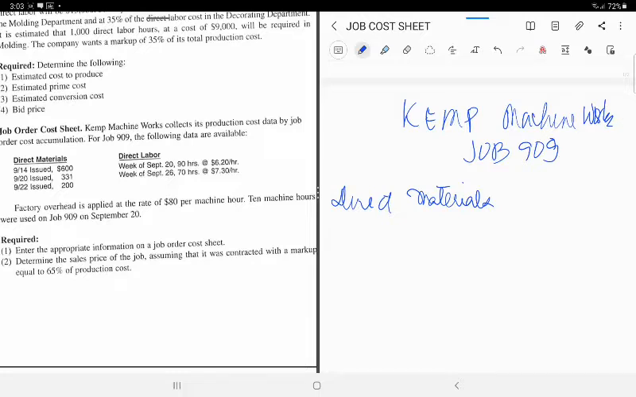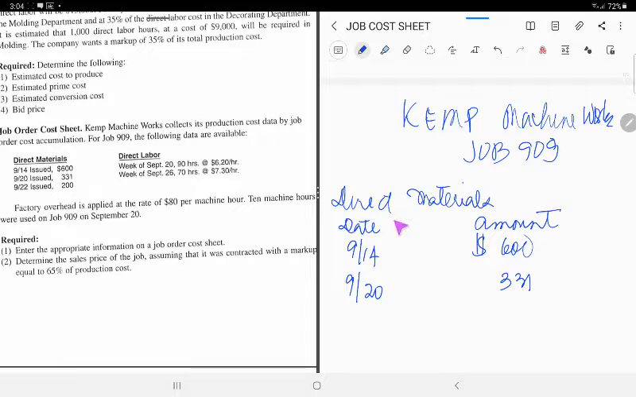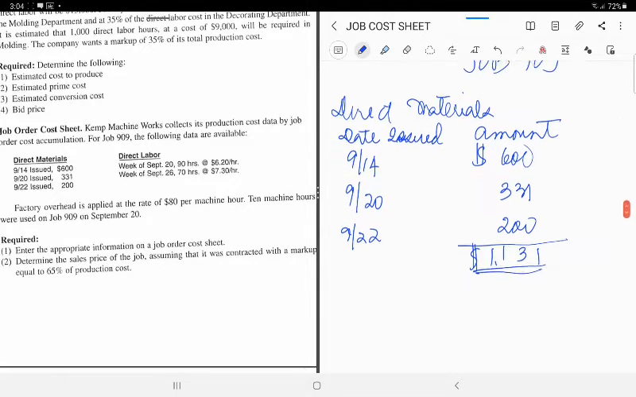For the direct materials, we will use this format. There's no requisition number indicated, but there are dates issued. That's what we'll put: the date, and then the amount. We'll just put date. 9/14, 600. Then 9/20, 331, and the last one, 200. Let's label it date issued for clarity. What is the total, class? How much? Okay, we have 1,131.